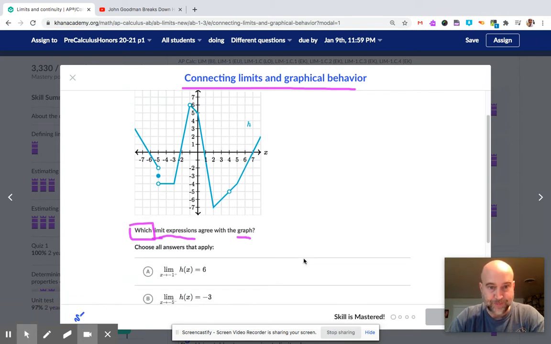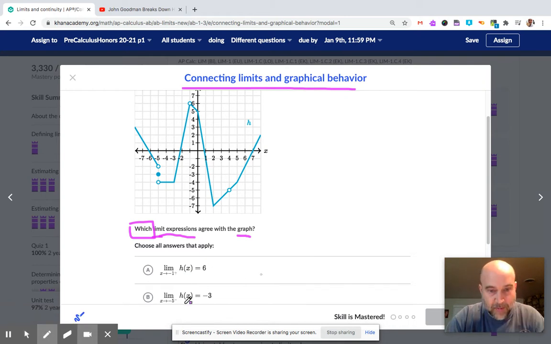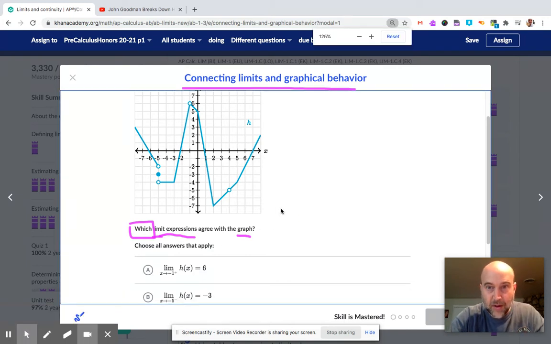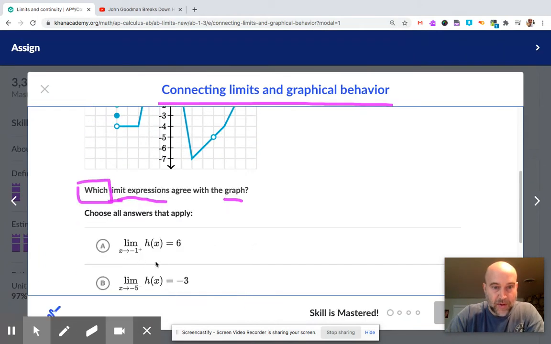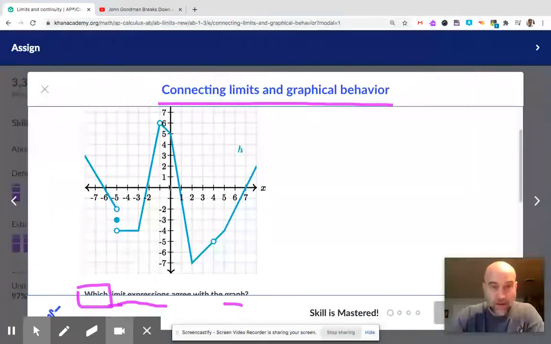All right, first one. The limit, that's a plus sign right here, so it's going in from the positive. I'm going to go ahead and zoom in on this so we can see it a little bit better. All right, so the limit as we go to -1 from the right side is 6. Yes, that's this one right here. So as we go to -1, the output is 6. So that one's good.